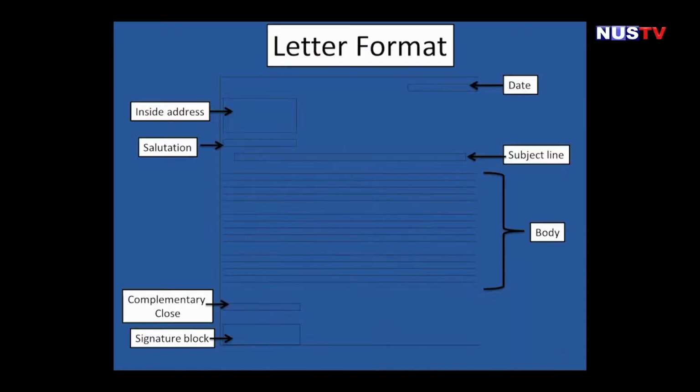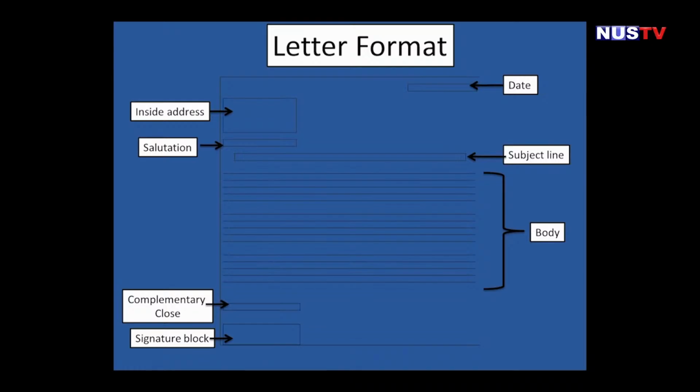So this is the first and very important part when you are writing a letter. These are the different parts of a letter: the date, the inside address, salutation, subject line, and the body of your letter. Remember, the body has paragraphs. Different paragraphs have specific main points or a main idea. It is followed by the complimentary close and a signature block. So these parts of the letter will be further discussed within our lesson today.